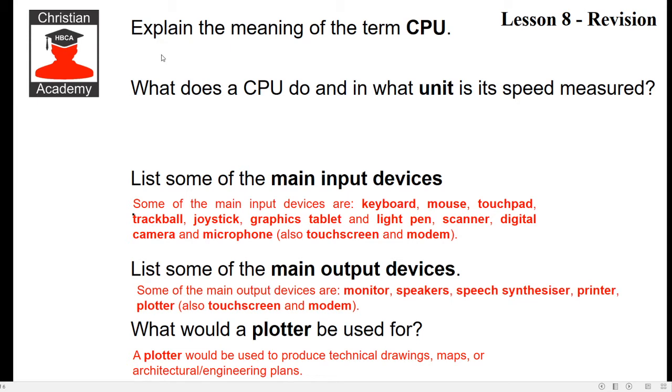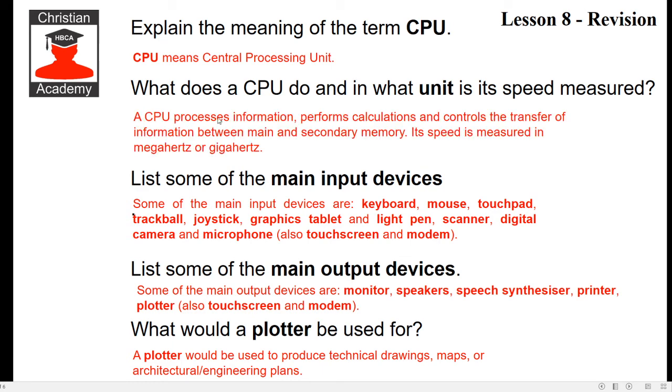Then I've just put some questions here. Those are the revision questions. If you look at explain the term CPU, central processing unit, that I've said over and over again. What does a CPU do, and in what units is the speed measured? So think of the measurements: a million hertz per second, a billion hertz per second. And there's the answer: calculations, transfer, and measured in megahertz and gigahertz.